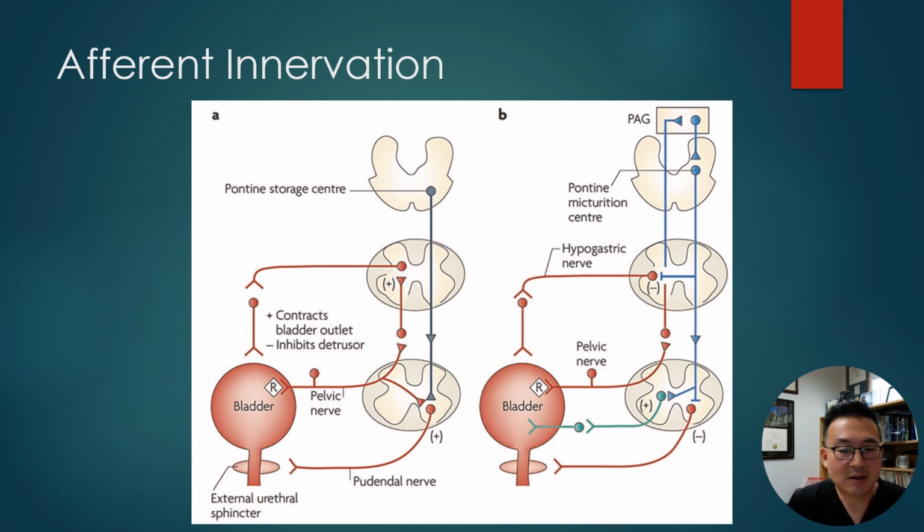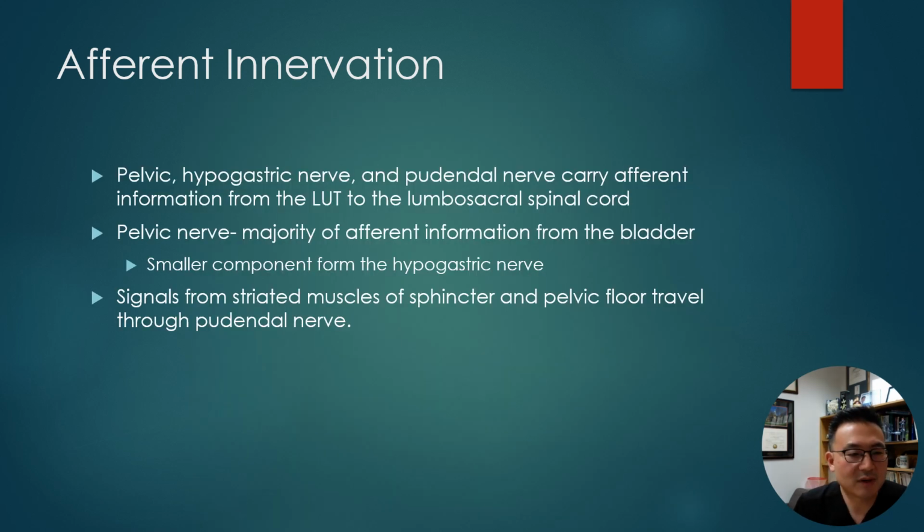However, as the bladder continues to fill and the stretch receptors note that the bladder is full, the signals now project to second-order neurons within the spinal cord and travel up to the supraspinal levels for further processing. As I just mentioned, the pelvic nerve, the hypogastric nerve, and pudendal nerve all carry afferent information from the lower urinary tract to the lumbosacral spinal cord. The pelvic nerve provides the majority of the afferent information from the bladder, and there's a smaller component from the hypogastric nerve. Signals from the striated muscles of the sphincter and pelvic floor travel through the pudendal nerve.